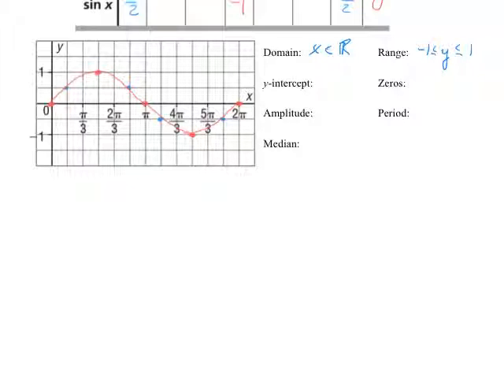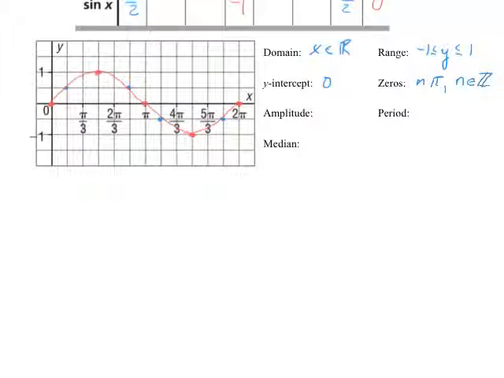Our y-intercept is at 0. And the zeros for this function, we'll see here we have a 0 when x is 0, when x is pi, when x is 2 pi, and that pattern will continue. And so we can write that we have zeros at n pi, where n is an element of the set of integers.